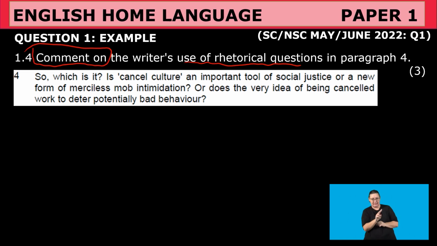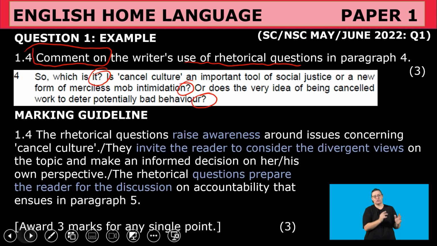Here you can see, so which is it? There's a rhetorical question. Is cancel culture an important tool for social justice or a new form of merciless mob intimidation? Another rhetorical question. And then, or does the very idea of being cancelled work to deter potentially bad behavior? Three rhetorical questions in one paragraph, that is definitely a technique the writer is using. He wants you to engage in the article and in the topic, but he also presents different views, and he introduces this to the reader.